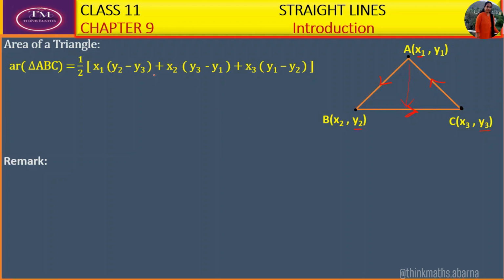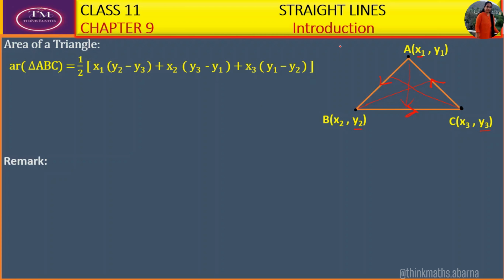So y2 minus y3, plus x2. Who is opposite? This AC line is opposite. The direction is here, so in this way it goes. So it is y3 minus y1, plus next x3. Its opposite line is AB. It goes in this way. So it is y1 minus y2. So this is the area of the triangle. If three vertices are given, you can find the area of the triangle using this formula.